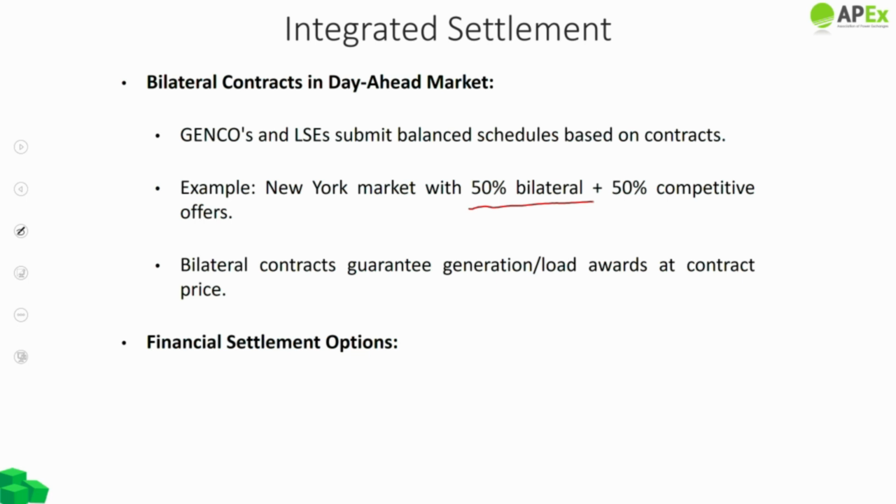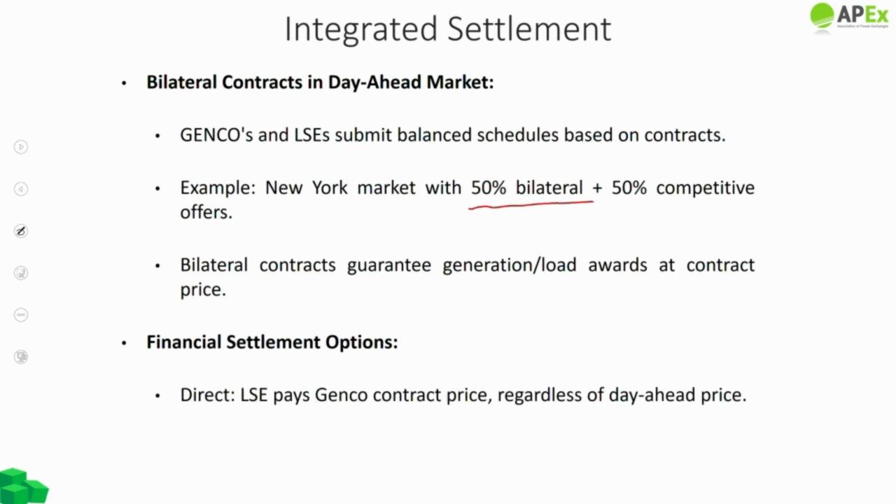the settlement of the day ahead markets with the integration of the bilateral contracts can take two forms. The first option is the direct option, in which the buyer pays directly to the seller the contract price and the system operator only settles the amounts procured through the day ahead. This is also called the net settlement procedure.